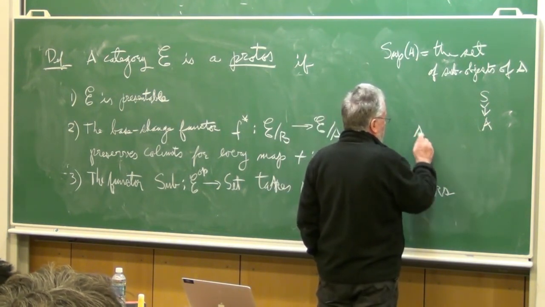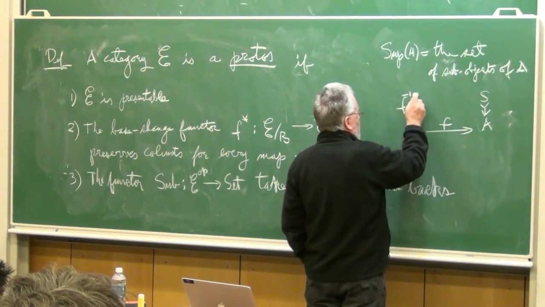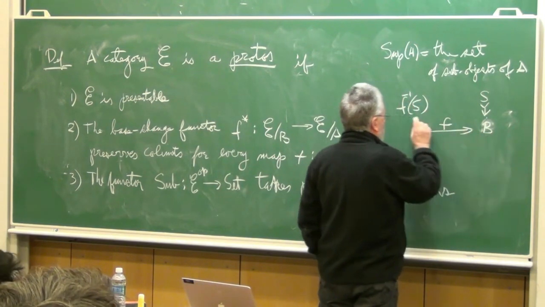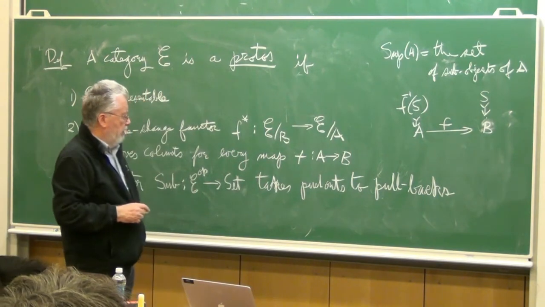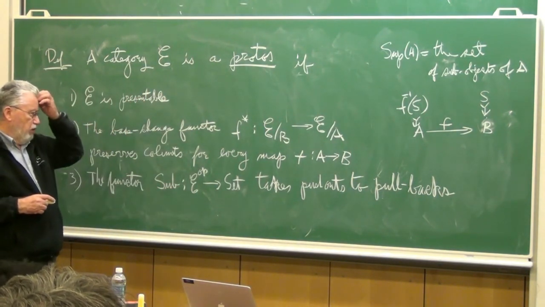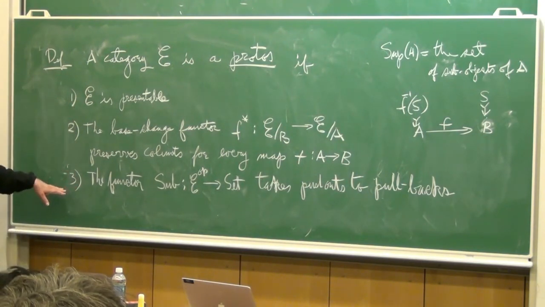So if you have a map from A to B, you will be able to pull back a monomorphism, and you get a contravariant functor, which I call the sub-object functor. It takes pushout to pullback. Okay, that's the three axioms.